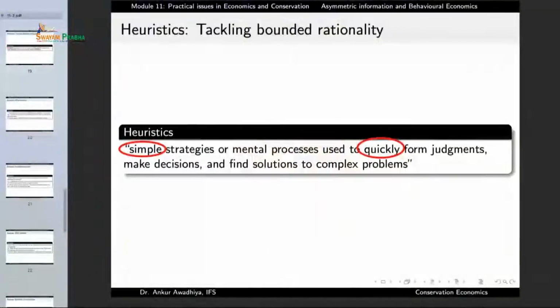Now, this sort of decision making process, this sort of strategy that you take to solve a complex problem by dividing it into a number of smaller problems, this is heuristics. Because this is a simple strategy, a simple mental process used to quickly form judgments or make decisions or find solutions. Now, here the key point is quickly. They are used because they are fast. And in a number of situations, we do not have sufficient time to make a decision. So, heuristics help us.